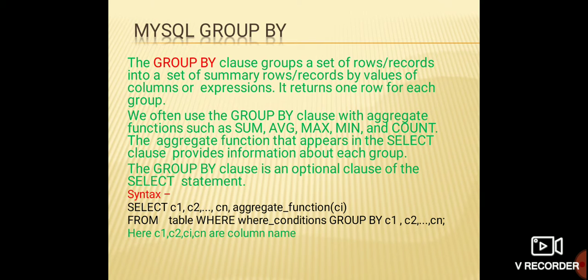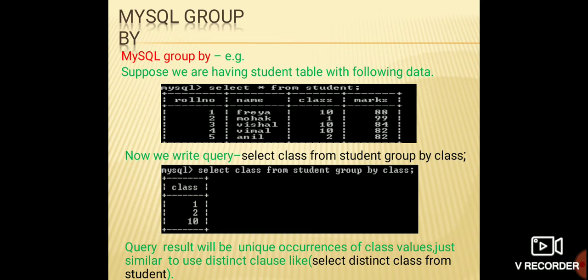You can see the syntax. Select C1, C2, where C1, C2 to Cn are what? These are columns. Okay, from the table you will extract, so from table, where you can give certain conditions. Okay, then group by, according to whichever column you want to group, you have to write accordingly. Okay, you can see the example here, the same example I took.